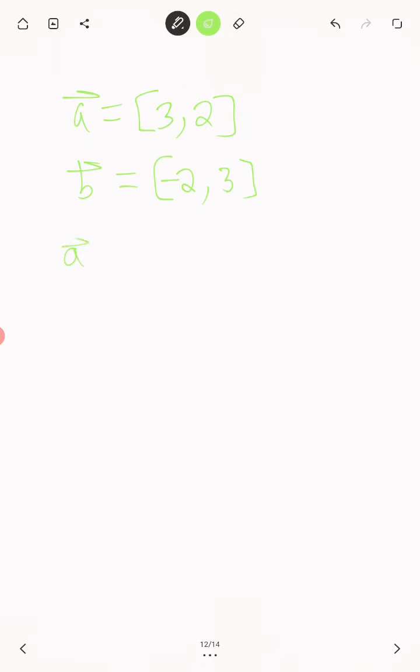We can verify that. So A dot B here would be negative 6 plus 6, which is 0. If I had made it vector C instead with the 3 negative, then A dot C would be 6 minus 6, which is still 0. And so just switch the components and change the sign of one of them, not both.